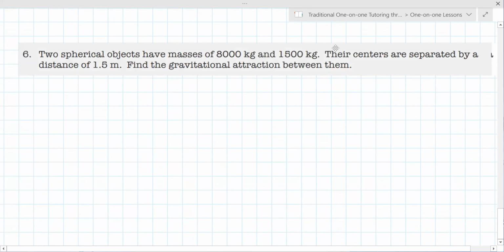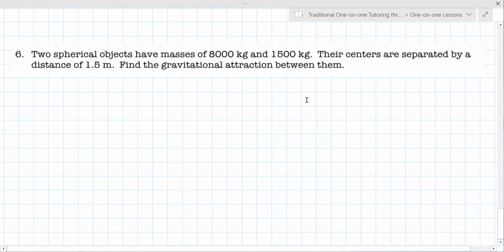Two spherical objects have masses of 8,000 kilograms and 1,500 kilograms, and they're separated by a distance of 1.5 meters.